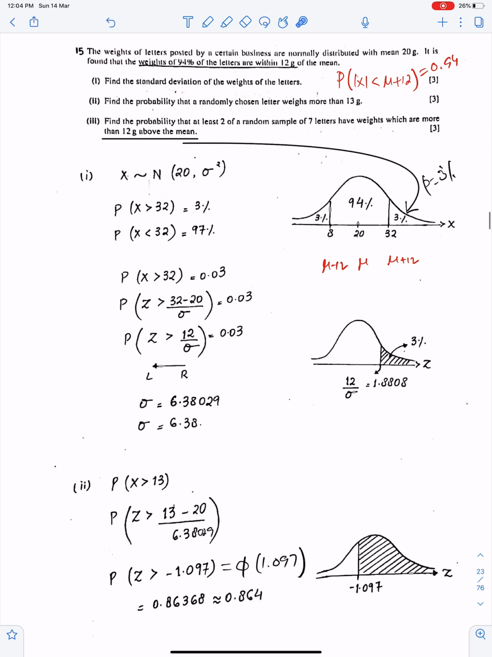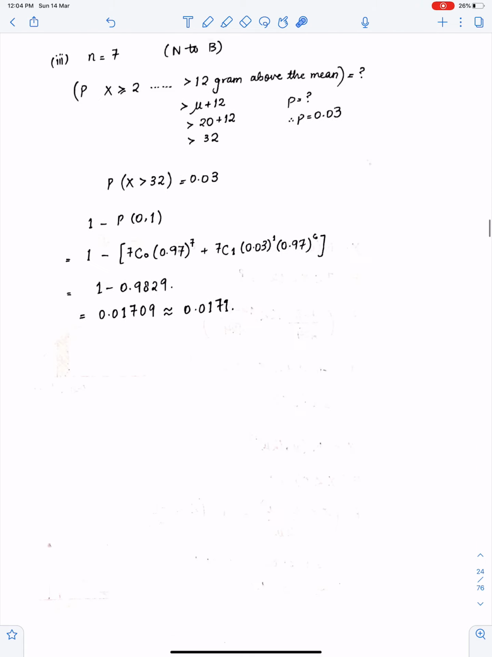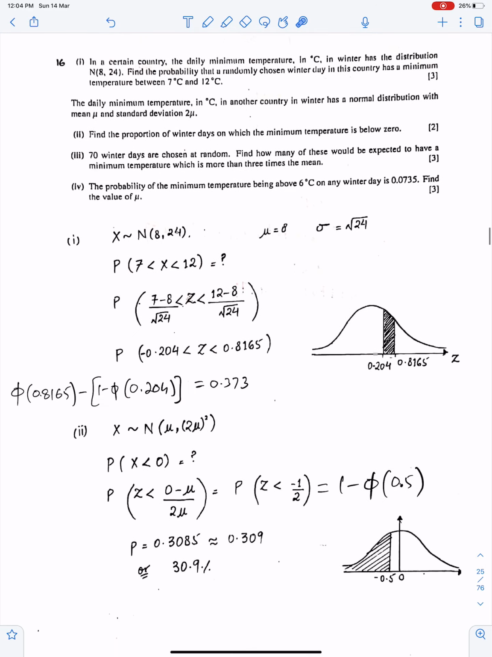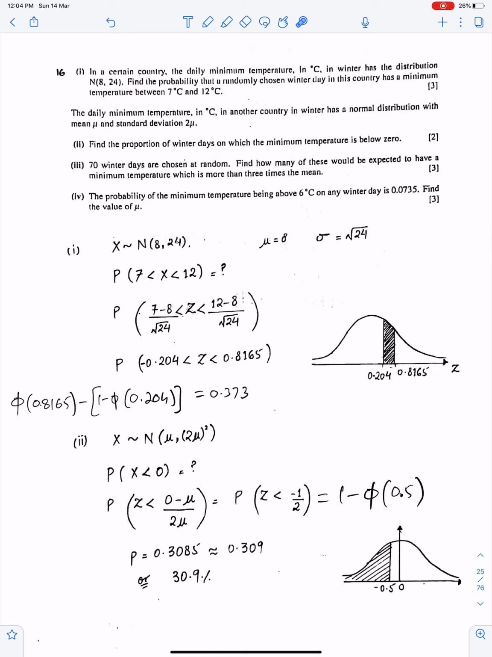You can check the solution again. Let me check this question. If this is simple, then I will leave this. The first part is simple. We need between these two. Probability of this, you can do this yourself. Temperature below 0, this is also simple.